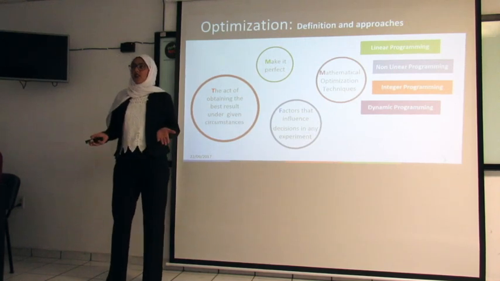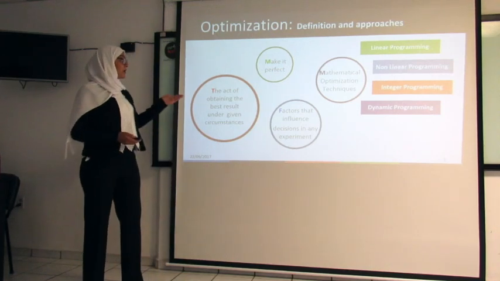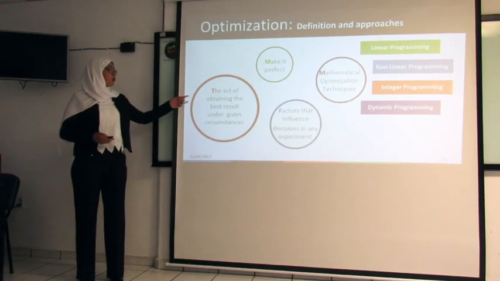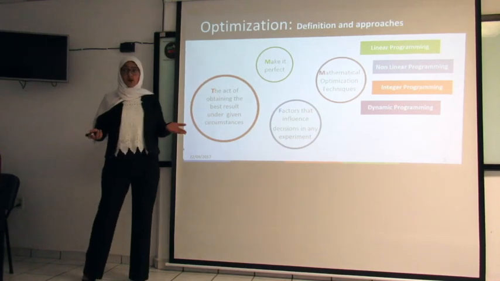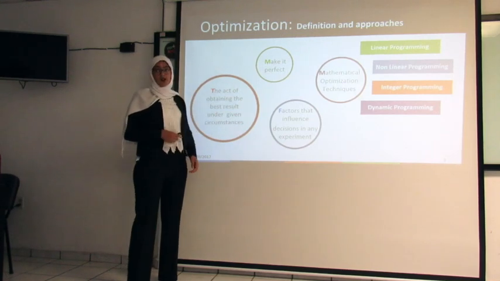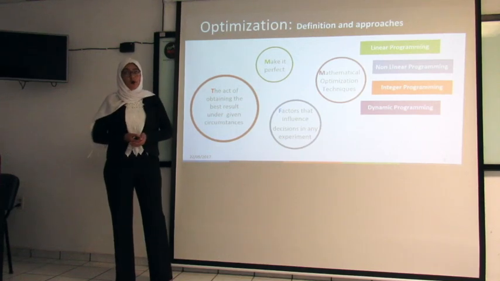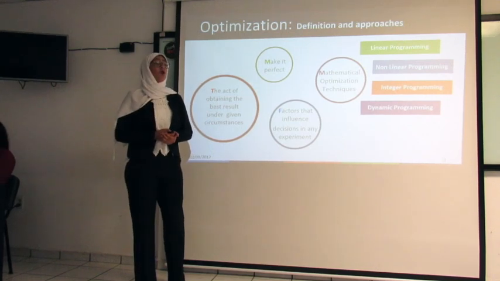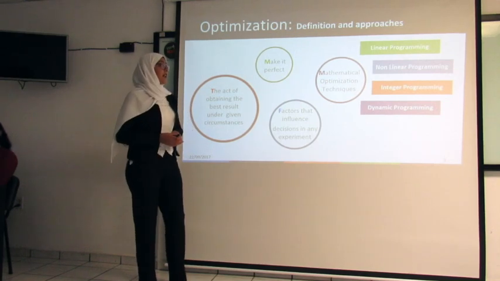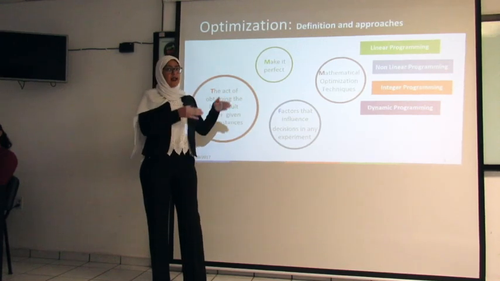We will talk about optimization. The term optimize is defined as make it perfect. So that's why optimization is defined as the act of obtaining the best results under given constraints and taking into account all factors that influence decision in any experiment. To do so, there are a lot of mathematical approaches. As an example, we have linear programming. It's used to solve linear objective function subject to linear constraints. And non-linear programming is used to solve non-linear system and constraints.